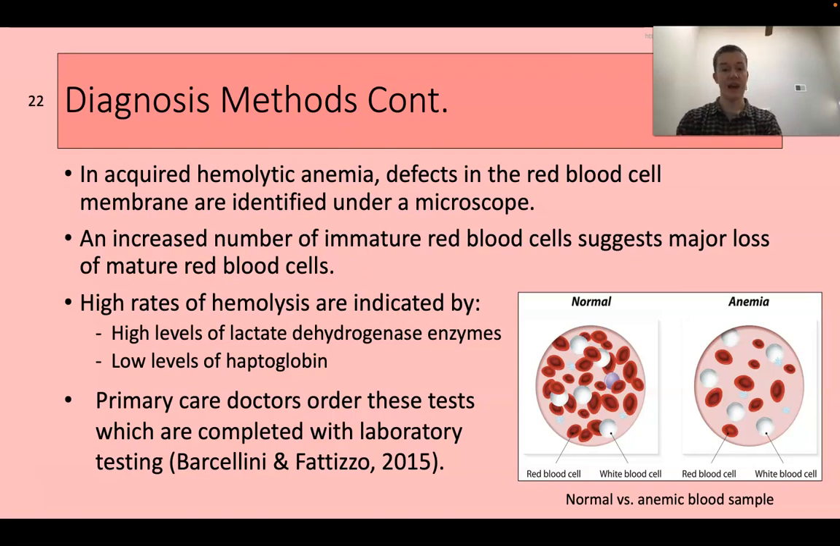And then lastly, haptoglobin is a protein that's made in the liver, which binds to hemoglobin after it is released from red blood cells. In hemolytic anemia, haptoglobin binds to excess free hemoglobin faster than the liver can produce new unbound haptoglobin. As a result, low haptoglobin levels can be a sign of hemolytic anemia. All of these tests can be completed with laboratory testing. Some of the more specialized tests, like the DAT test, aren't a part of routine blood work, but they can be ordered by a primary care doctor and do not need to be ordered by a specialist.